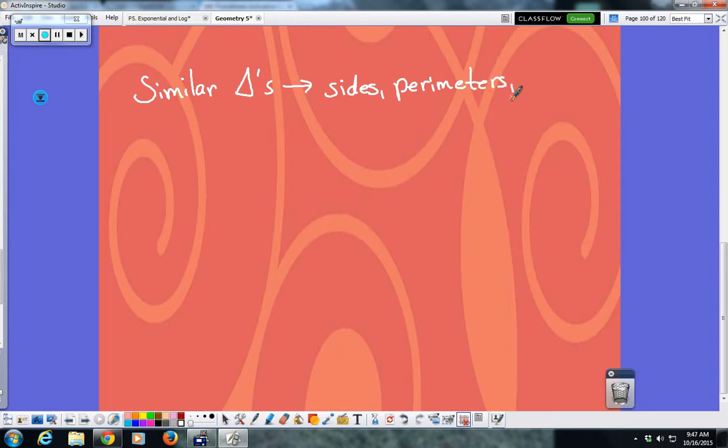This new thing says that their altitudes. If you don't know what an altitude is, put height next to it in parentheses. An altitude is simply a height. We know their altitudes are proportional. We know their medians are proportional. We know their angle bisectors are proportional. I believe that their perpendicular bisectors would also be proportional. In a nutshell, everything is pretty much proportional.